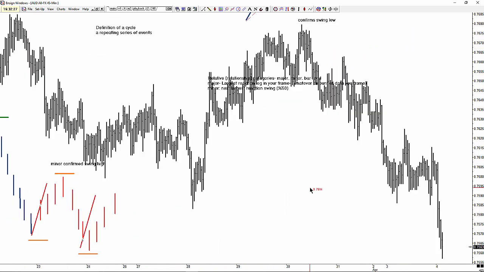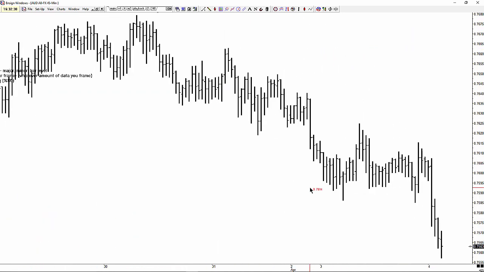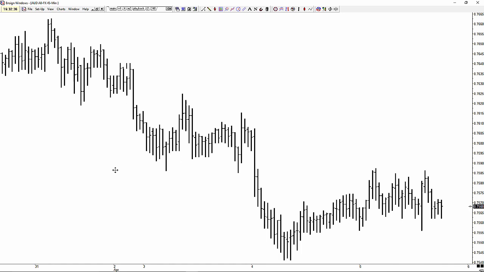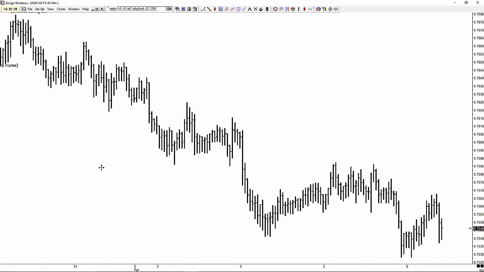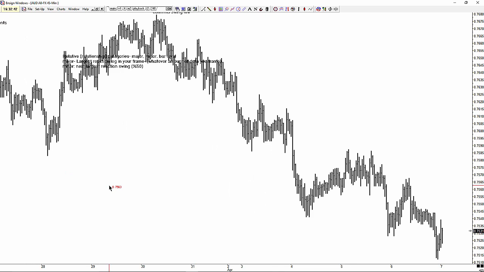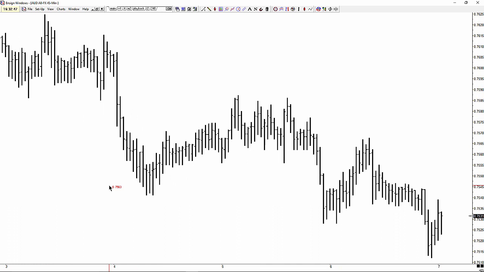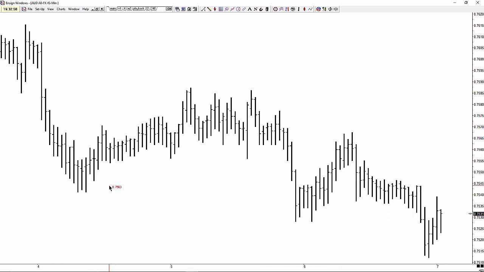So it really doesn't matter. If you were, say, looking at, I don't know, let's say, this is your frame. So in any frame you choose, there will be a major and there will be a minor. You just need the ability to structure this through time. So in any frame you choose, any amount of data, there will be a major and there will be a minor.